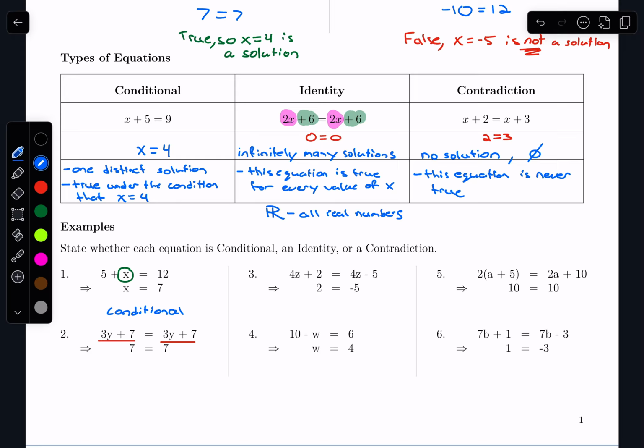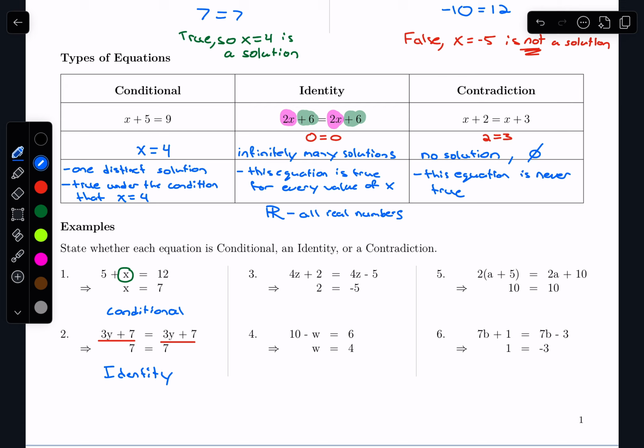And in this case, I've got to be careful. The variable is actually y. So we would say that y can be any number. So this is an identity. And we would say that y could be any number. There are infinitely many values of y that will make this equation true.